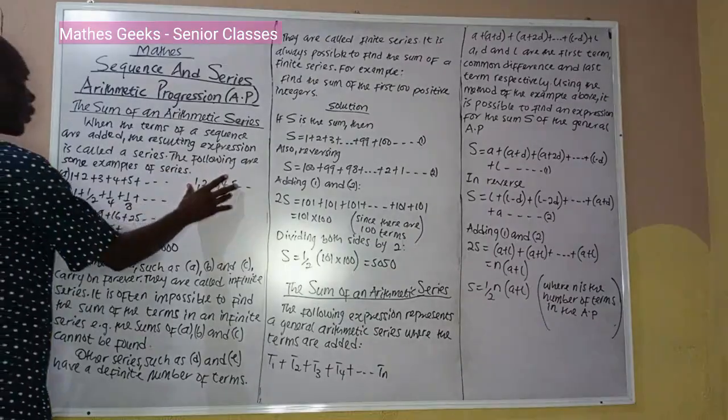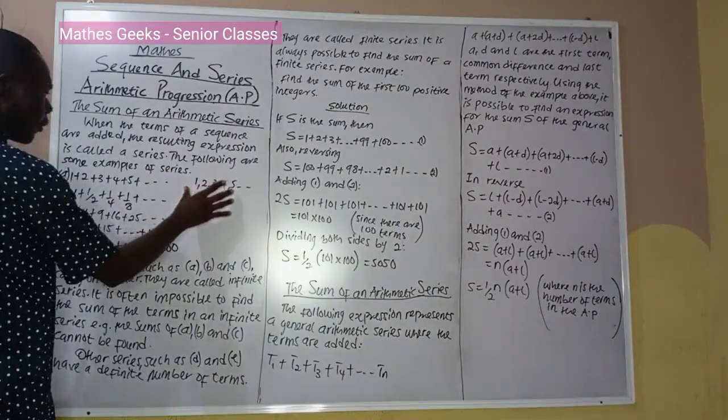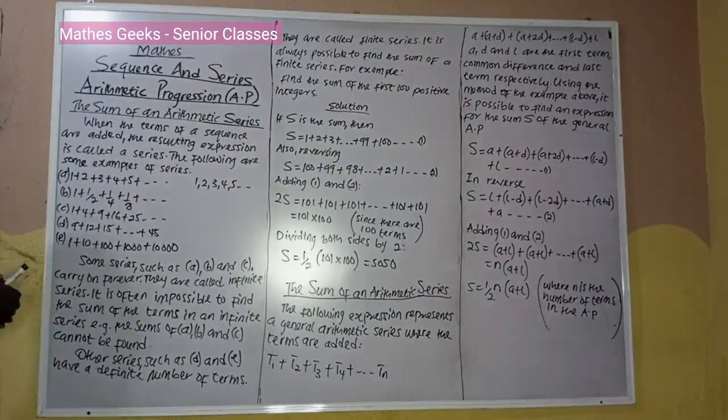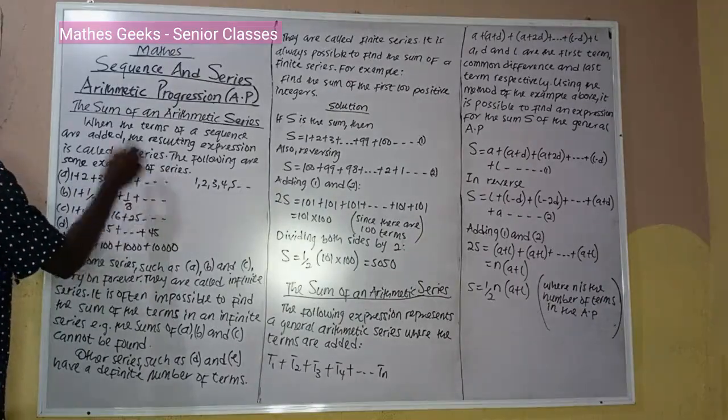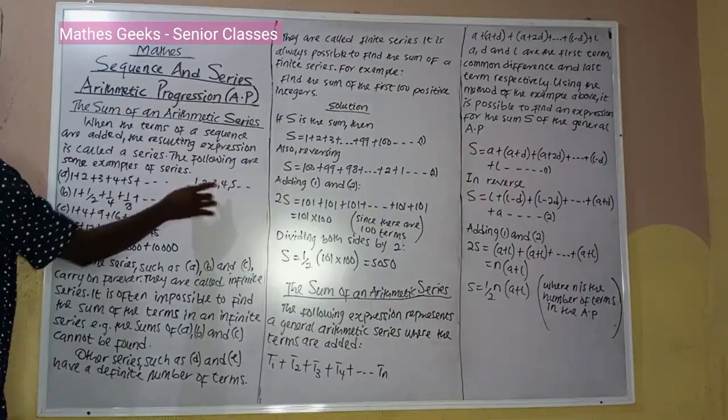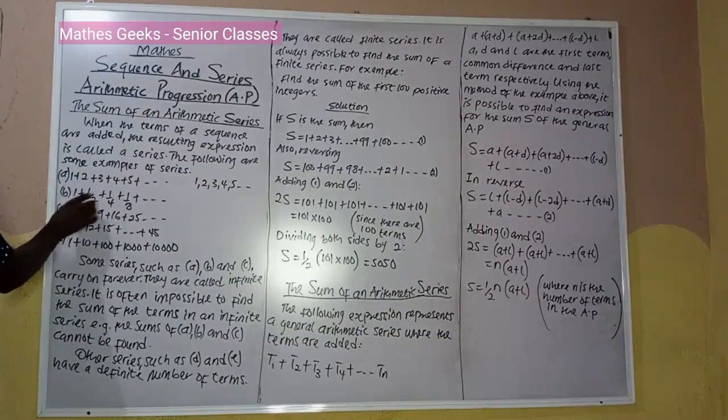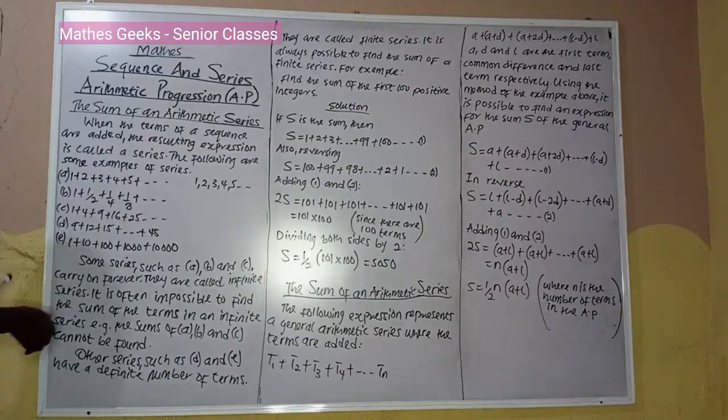But when the terms that make up this sequence are added to each other, what we have is a series. So a series occurs when we add up the terms that make up a sequence. This is an example of a series because 1 plus 2 plus 3 plus 4 plus 5 will give us a sum resulting from addition of the terms that make up the sequence. Same thing, this is a sequence, but because there's addition of each individual term, this becomes a series. So whenever the terms of a sequence are added, the resulting expression is called a series.